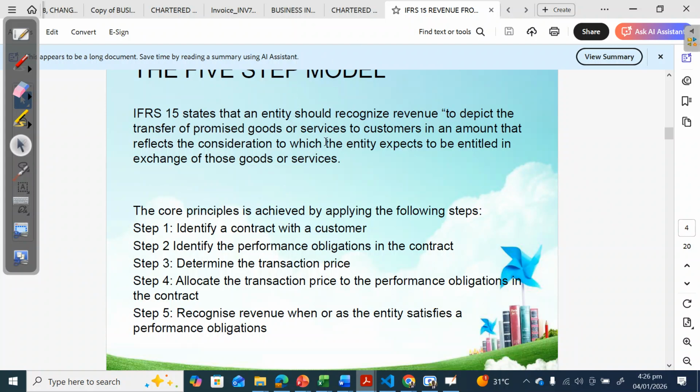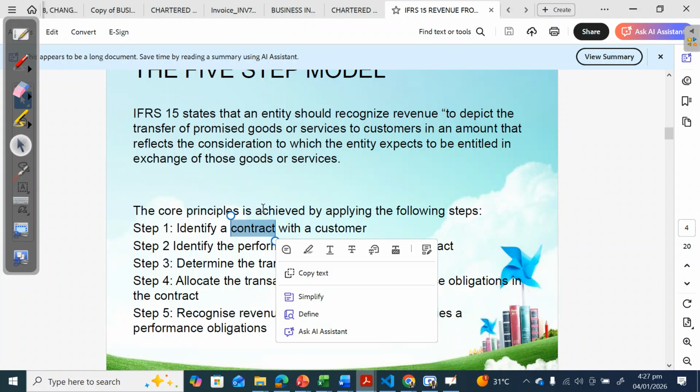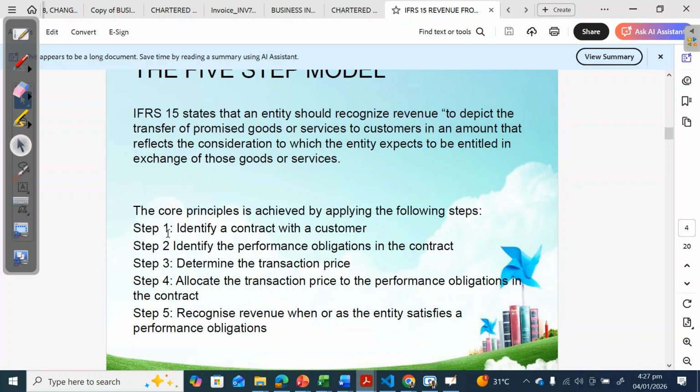So for every contract you need to identify the customer, and you also need to identify the contract, which is the agreement between the parties. When you watch the videos, we go deeper into this step. This contract alone, there's so much to it, but I'm just trying to give an overview of it.